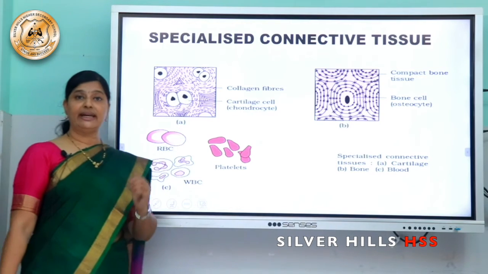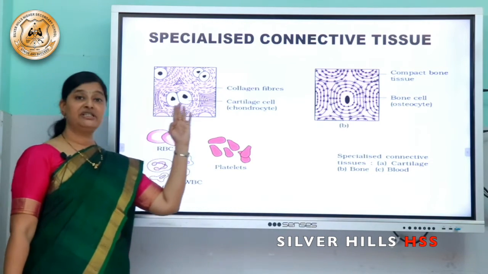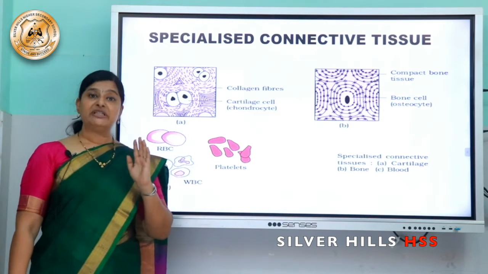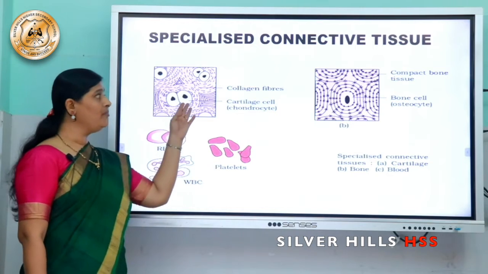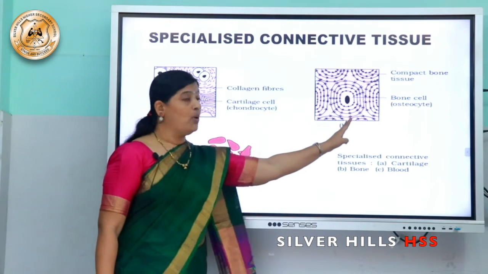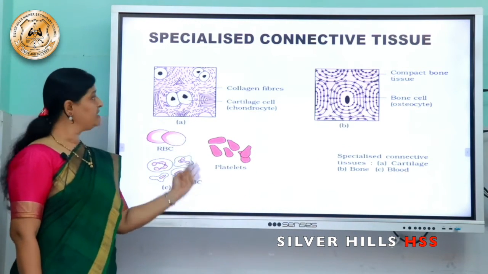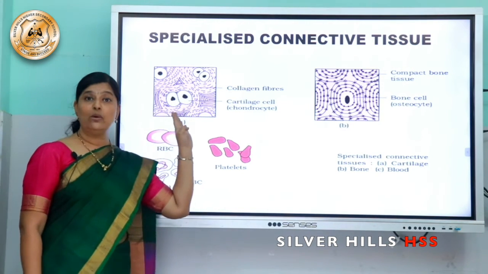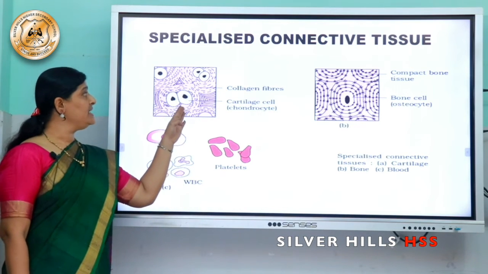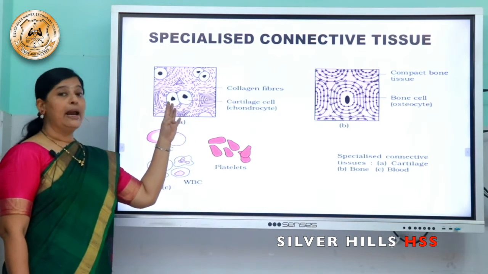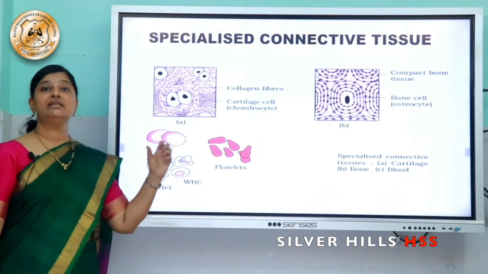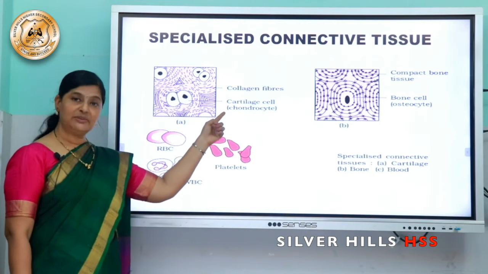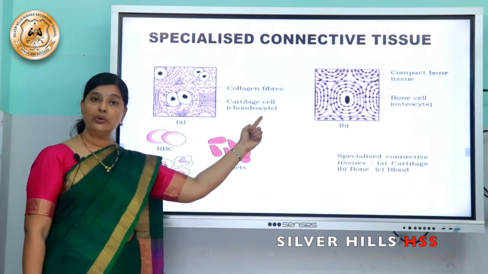Now comes the third type of connective tissue which is called specialized connective tissue. There are 3 types of specialized connective tissues. They are cartilage, bone and blood cells. Let's take the first one, cartilage. Here the intercellular matrix of cartilages is solid, pliable and can resist compression. And cartilages are made up of a special type of cells called chondrocytes.